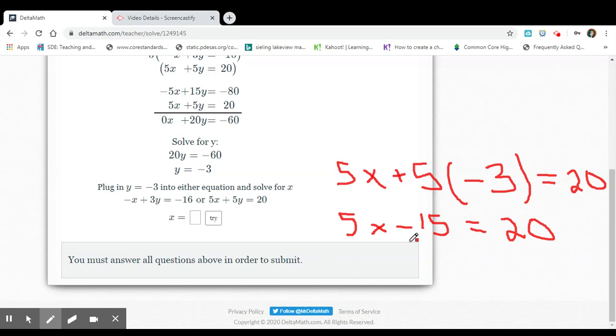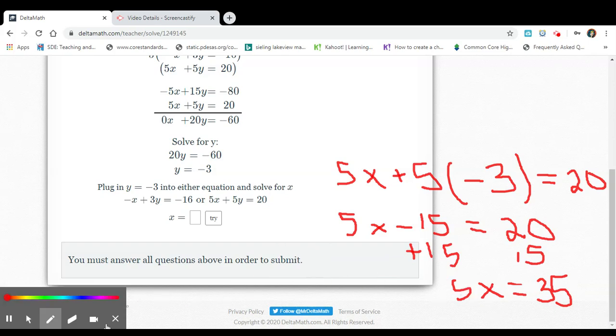Come on, pen. Okay. And now to solve this equation, we're going to, of course, add 15 to both sides, right? So we're going to get 5x is 35. And that, of course, is going to mean that x has to be 7, right? So now I'm going to take my pen away. How did I do that before? Oh, I hit escape. Yeah. Okay. And now I'm going to type in what x is. So x is 7, and I'm going to hit try.